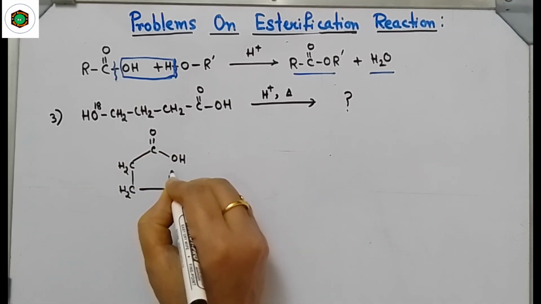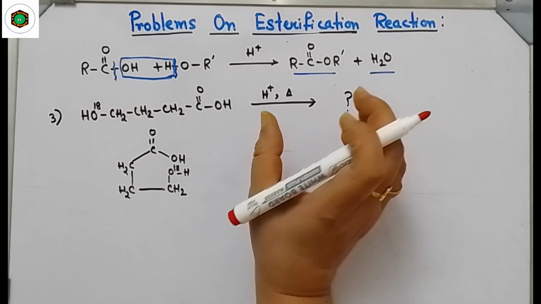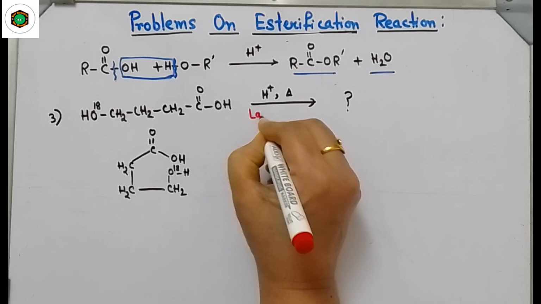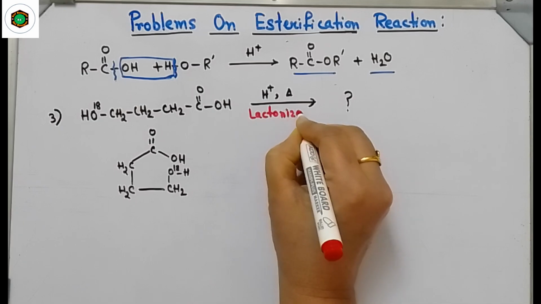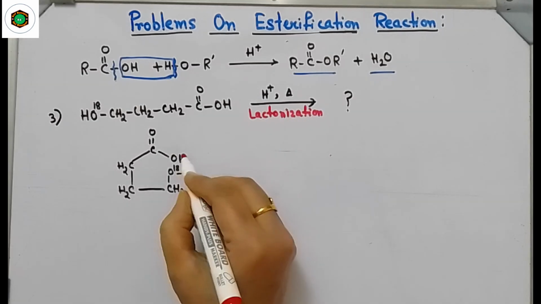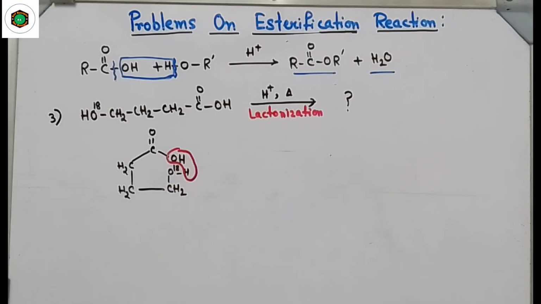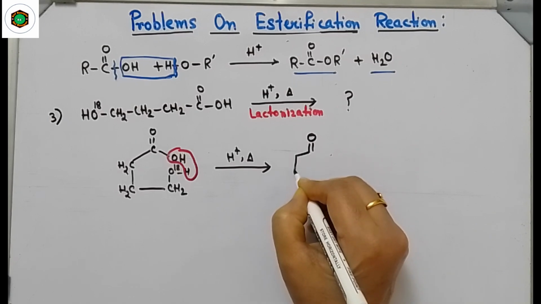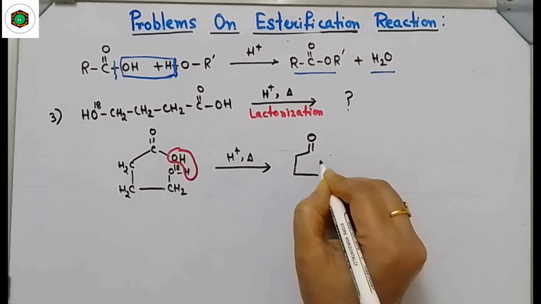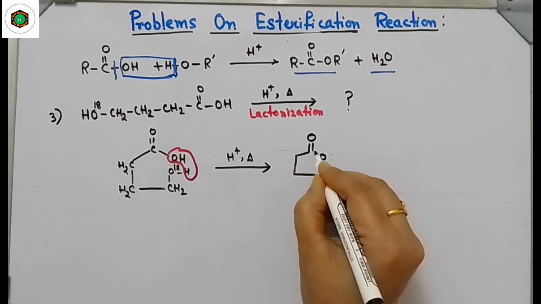Then here what is there? O18H. So what will happen? By an intramolecular esterification reaction, by removal of water, OH from here, H from here, we will get CH2, 3 CH2s are there, then here one oxygen, and this oxygen will be bonded to carbon.